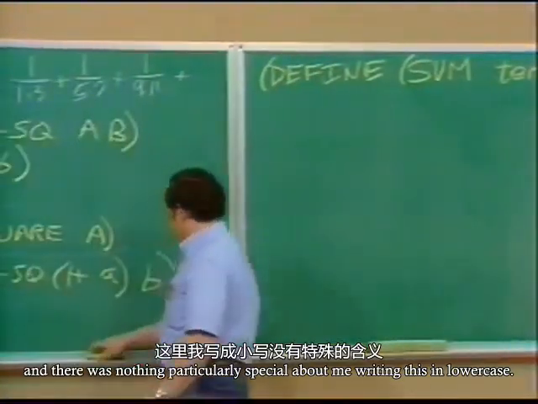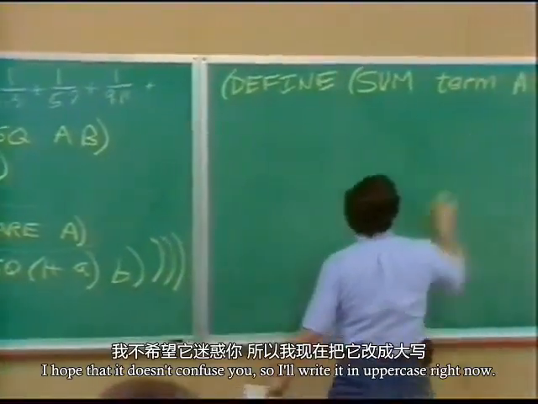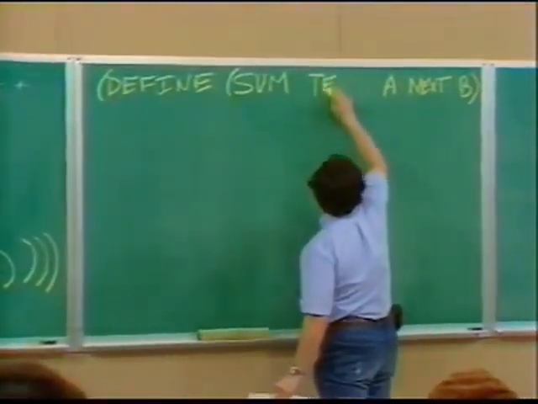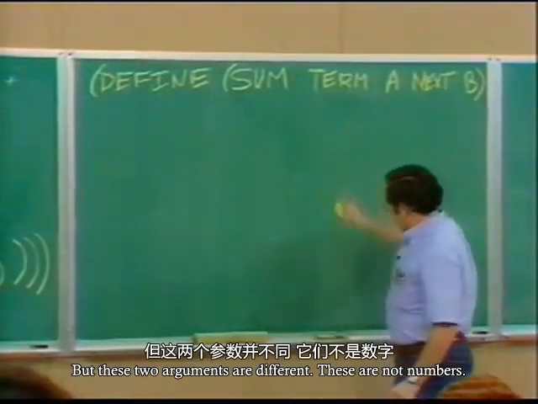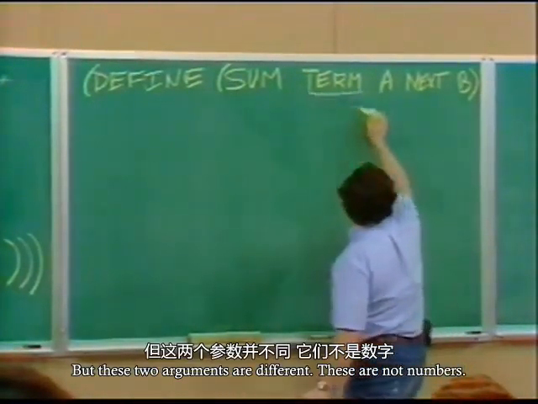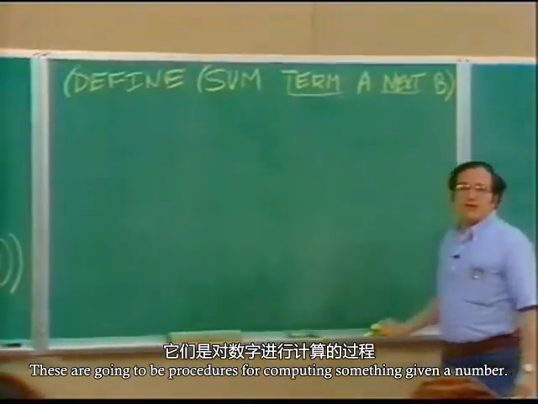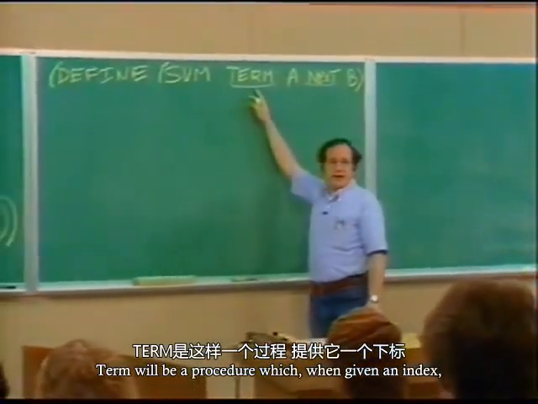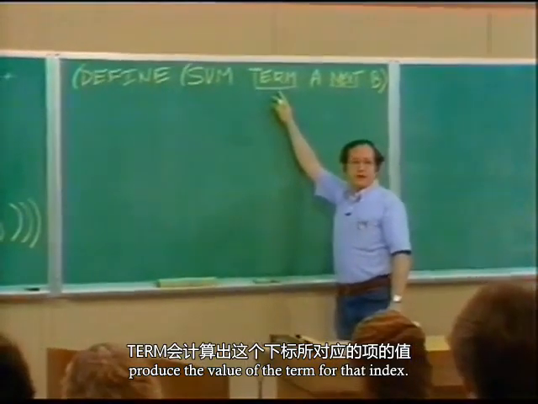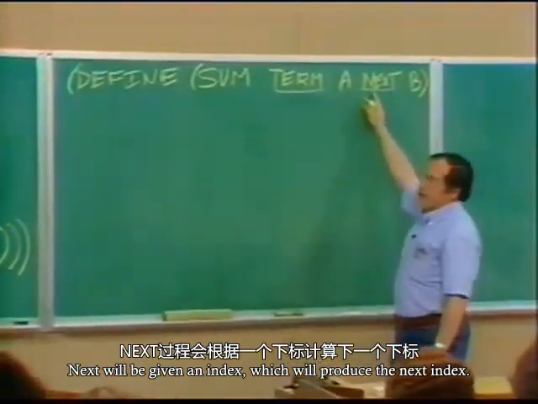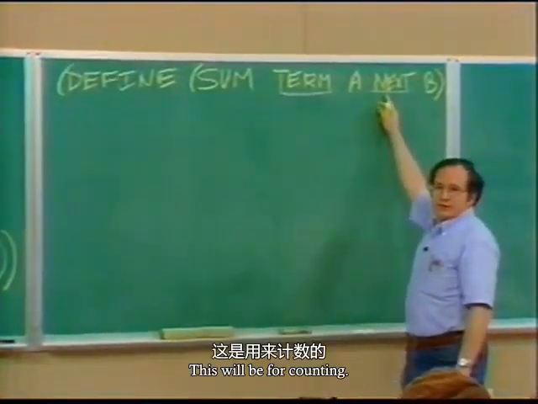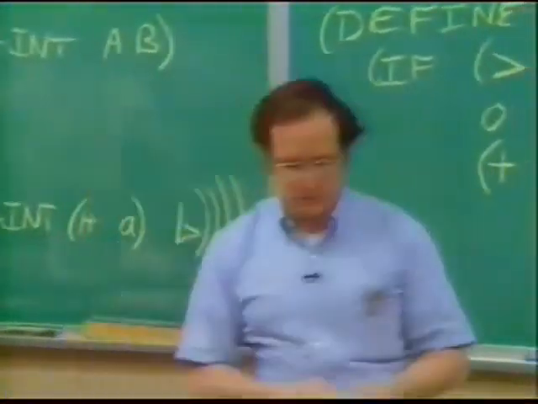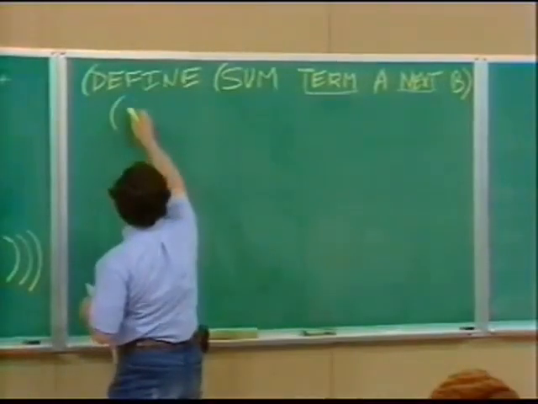And there was nothing particularly special about me writing this in lowercase. I hope that it doesn't confuse you, so I'll write it in uppercase right now. The machine doesn't care. But these 2 arguments are different. These are not numbers. These are going to be procedures for computing something given a number. Term will be a procedure which, when given an index, will produce the value of the term for that index. Next, which will be given an index, will produce the next index. This will be used for counting. And it's just very simple. It's exactly what you see.